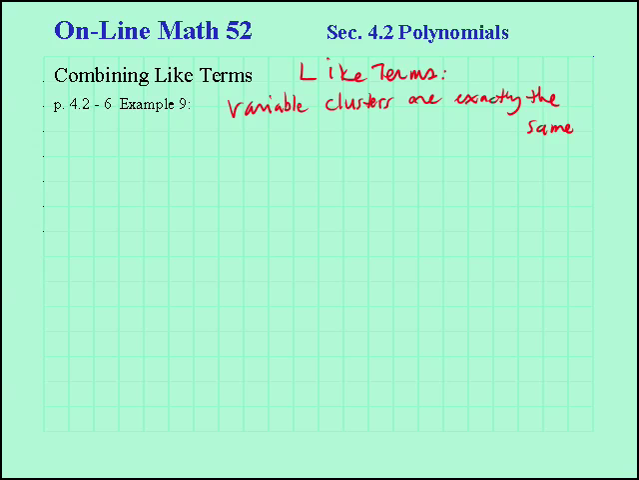So, part A is 8x cubed y squared plus 2x cubed y squared. Notice those variable clusters are exactly the same. Same variables with their same exponents, and this is simply 8 plus 2 is 10x cubed y squared. And go ahead and read the explanation for this if that would be helpful. Well, I want you to read it. Of course it's going to be helpful.